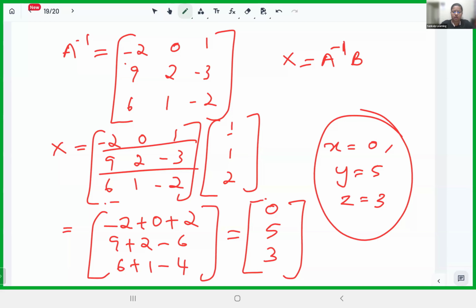So we have finished the 5 mark questions also. So we have completed the chapter determinants. I hope this session was also useful to you all. Thank you.